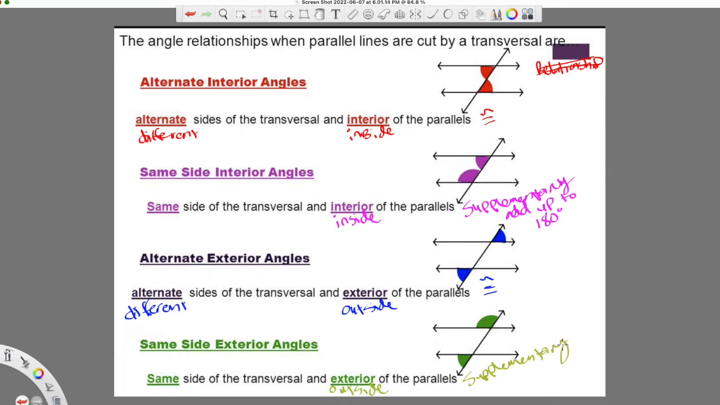And one other thing they don't put on this little notes page, which I'll have to add to the other notes page just to make sure that we have it, are called corresponding angles.